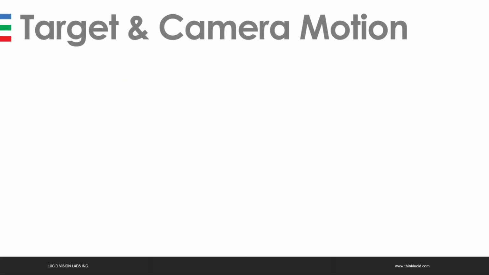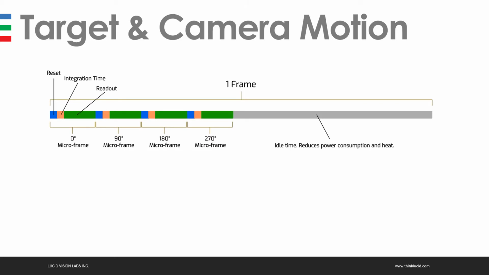Next up is target and camera motion. If you take a deeper look at the anatomy of one depth frame of the Sony sensor, we see that it's actually composed of 4 microframes, each one stepped at 90 degrees. What this shows us is that if the object or camera is moving too fast for the microframes, it's possible we'll get some 3D distortion.